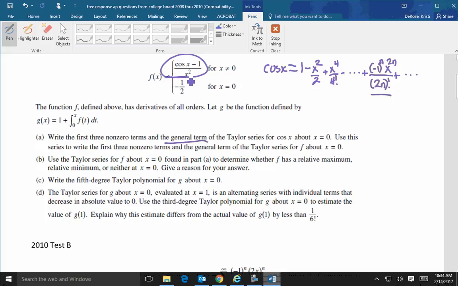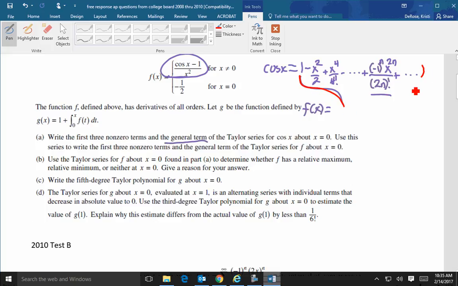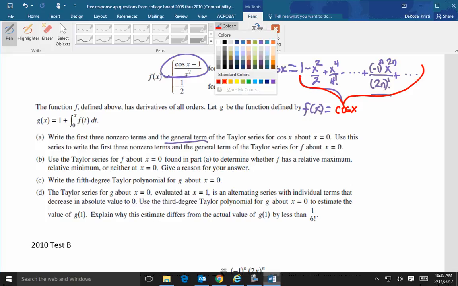Okay? So what they're going to do is they're going to say, hey, you know what cosine is. Plug that cosine in for cosine, right? So that's going to be that cosine. We plug those in. Then we're going to do what?